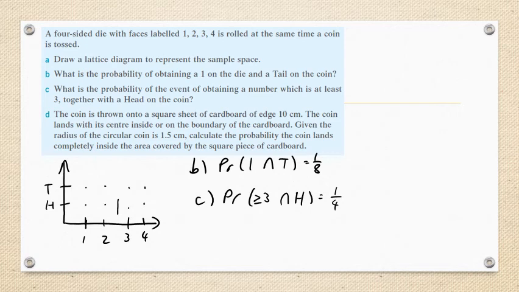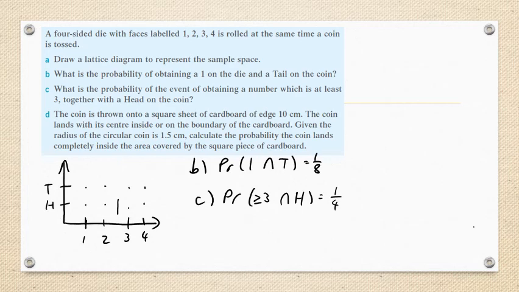Alright, the coin is thrown onto a square sheet of cardboard of edge 10 centimeters. The coin lands with its center inside or on the boundary of the cardboard. Given that the radius is 1.5 centimeters, calculate the probability of a coin landing completely inside the square area.